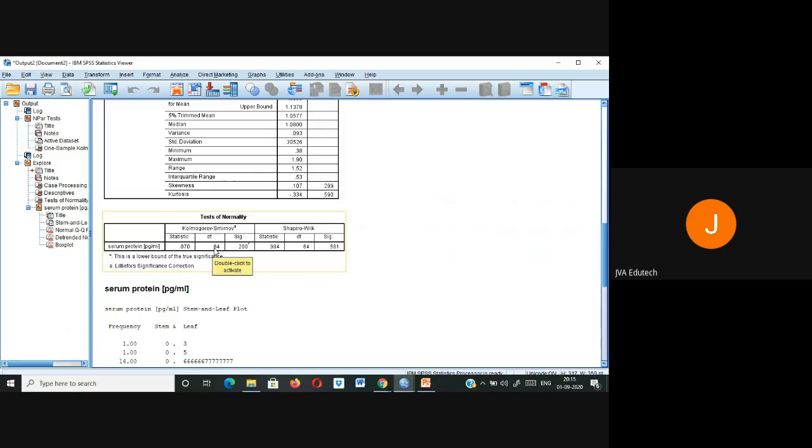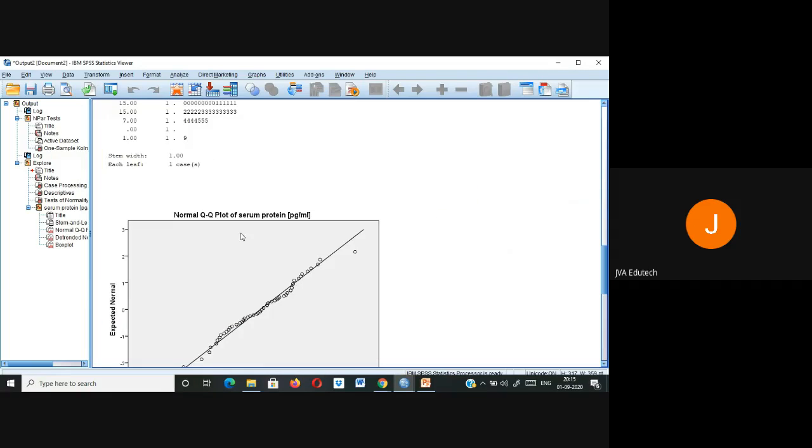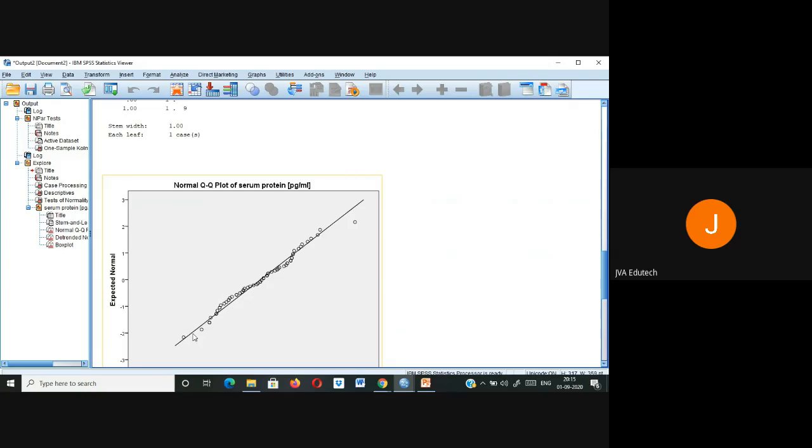Now coming to the graphical method. This is the normal QQ plot. You can show it graphically also. If your responses lie very close to this line, then the closer they are to this line, the more the distribution is normal. The farther they are from this line, the less normal. Are you able to see my mouse moving? Yes, sir.